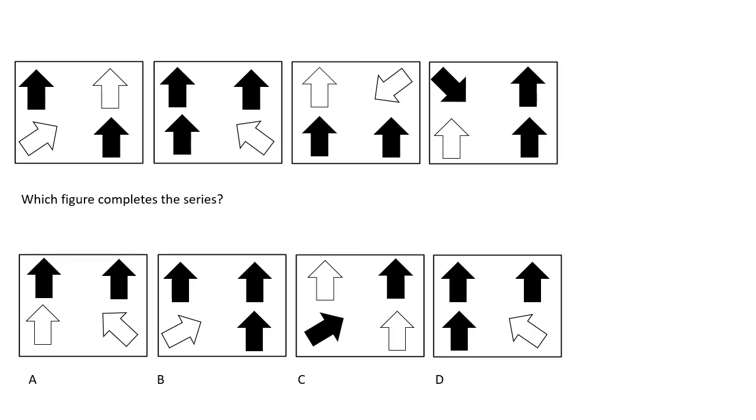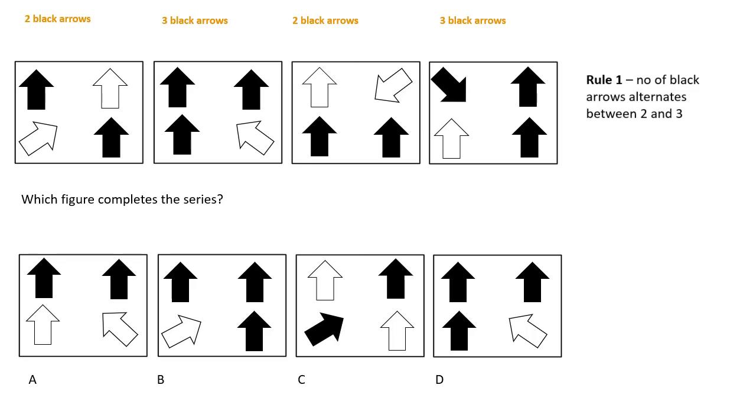Okay, so to answer this question, there are 2 rules that you need to be able to spot. The first is that the number of black arrows alternates between 2 and 3. So we know that in the next figure there should only be 2 black arrows. So we can rule out B and D.